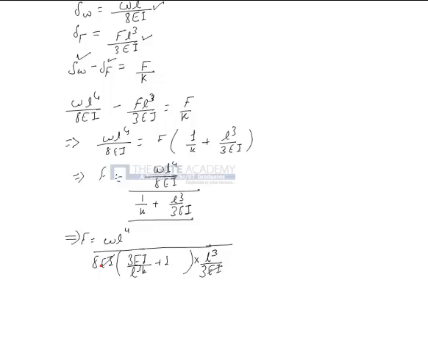So this EI and this EI get cancelled. This 3 goes to the top, and this L cube cancels out the L to the power 4. So this gives us 3WL upon 8 times 1 plus 3 EI upon L cube K, or 3 by 8 WL upon 1 plus 3 EI upon L cube K, which is option C.